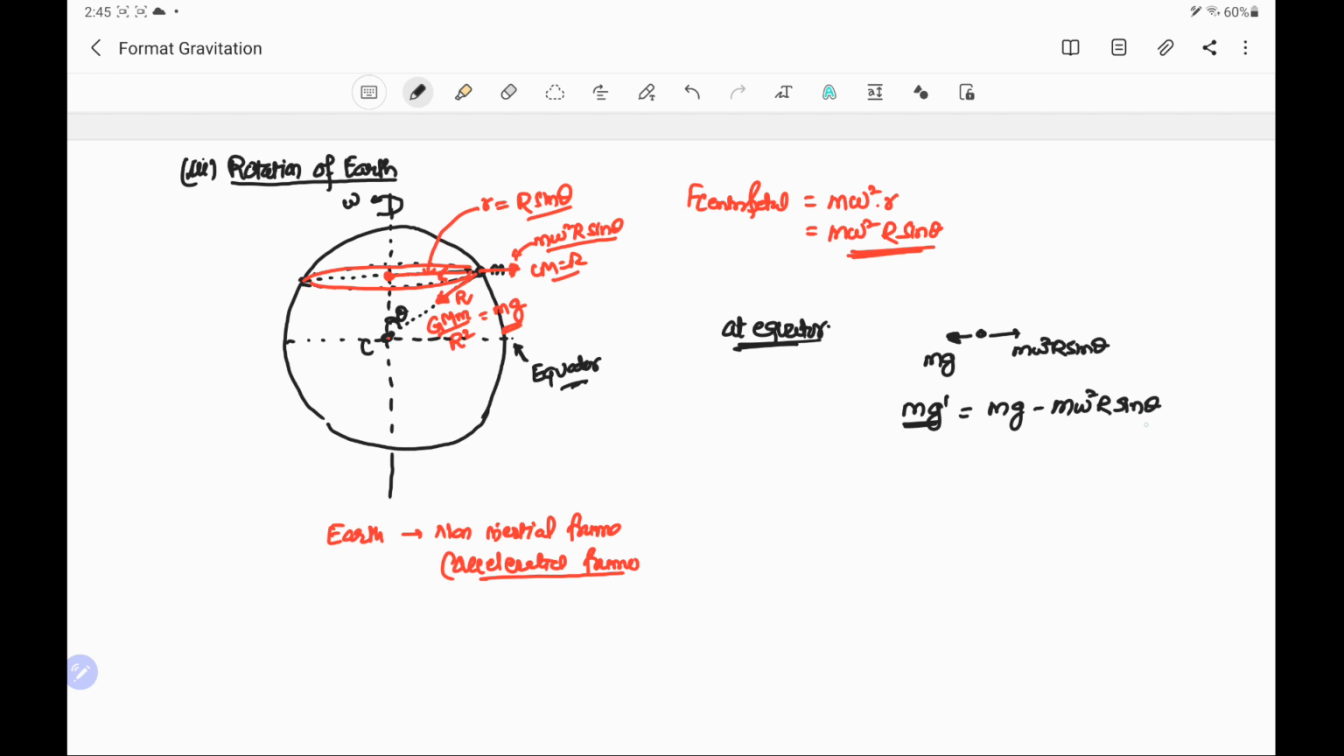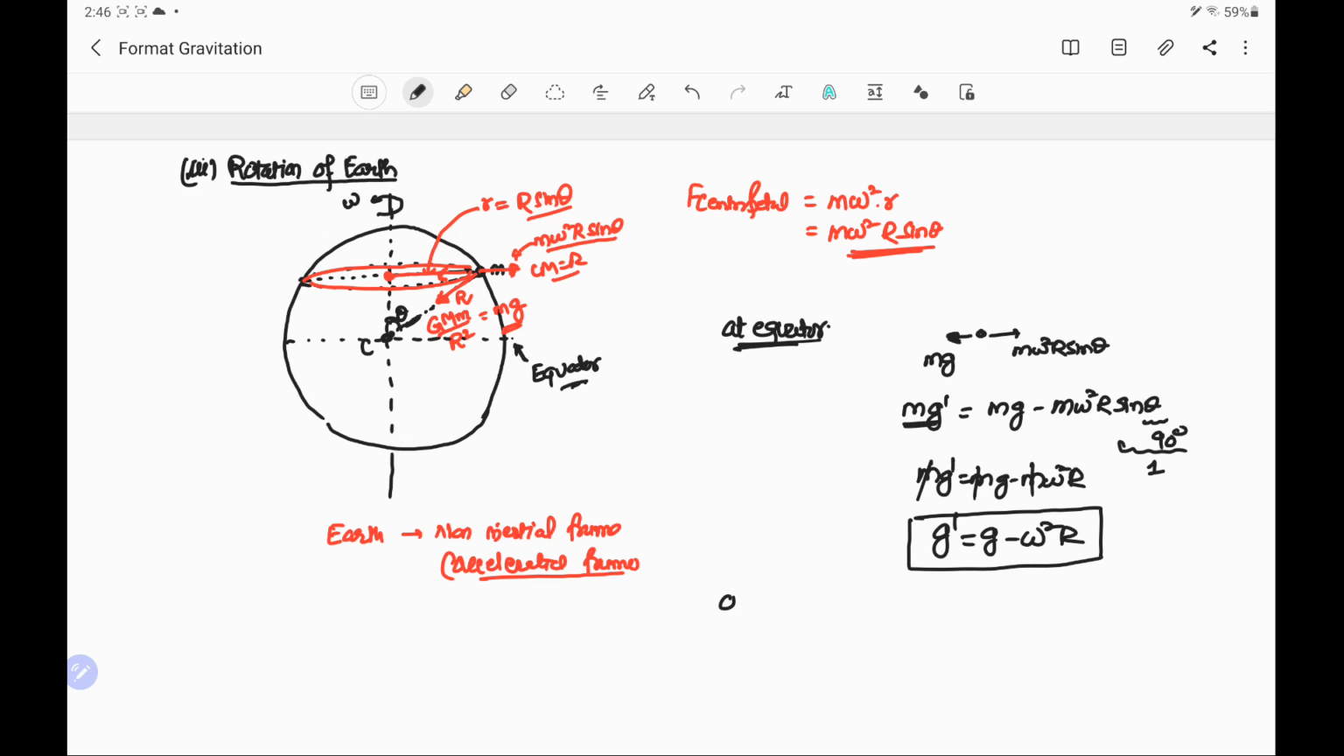And from this formula, theta for the equator is 90 degrees, and sine 90 becomes 1. That means mg dash becomes mg minus m omega square R, and m will cancel out. That means g dash will be equal to g minus omega square R. This is the resultant or effective gravitational acceleration, or gravitational field, at the equator.